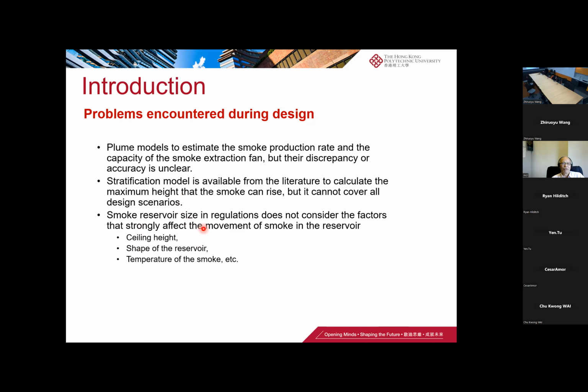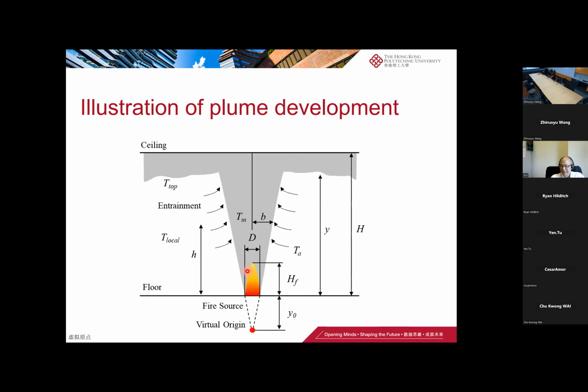For the smoke reservoir size, this led to the ceiling jet and smoke spread. The regulations do not consider the factors that strongly affect the movement of smoke in the reservoir. That includes the ceiling height, the shape of the reservoir, and the temperature of the smoke when it spreads in the reservoir.